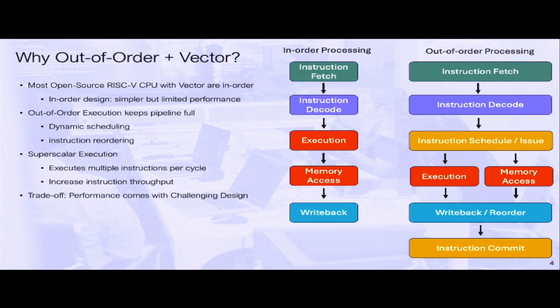Out-of-order execution, on the other hand, is smarter. It dynamically schedules instructions, reorders them, and tries to keep execution units busy as long as the dependencies allow. This becomes especially valuable when working with vector code. The BOOM core is also superscalar. It can issue multiple instructions per cycle and reschedule around stalls dynamically. This means better pipeline utilization, higher instruction throughput, and ultimately better performance, especially on real-world applications with irregularities.